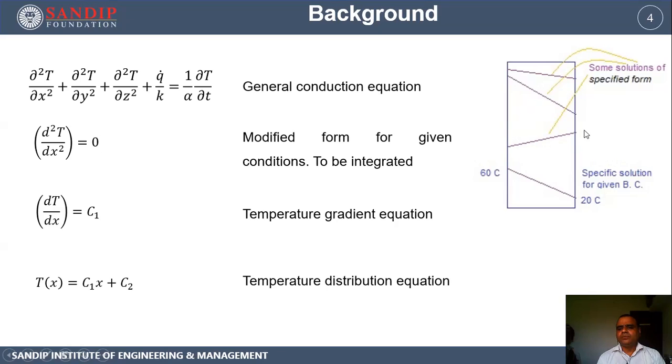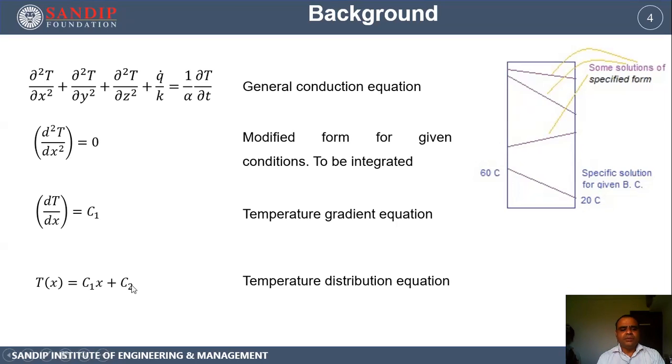The values of temperatures at both the ends of this object can satisfy these conditions easily. That's why, in order to have a particular solution, a specific solution, we need to give specified values of the temperatures. So for these specified values of 60 degrees Celsius and say 20 degrees Celsius, you will get some specific values of C1 and C2.